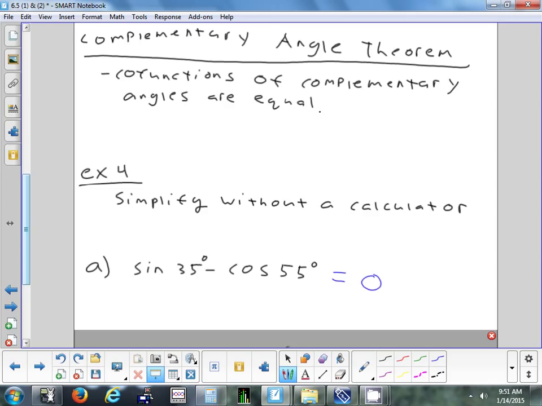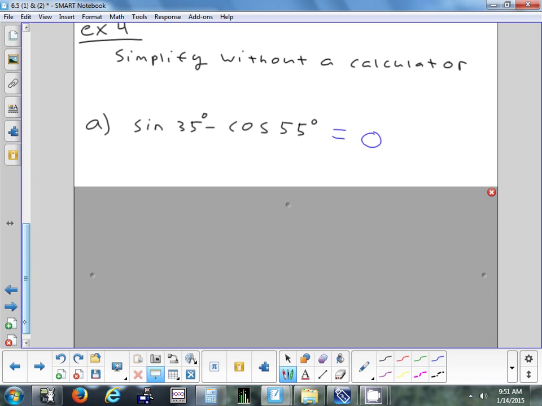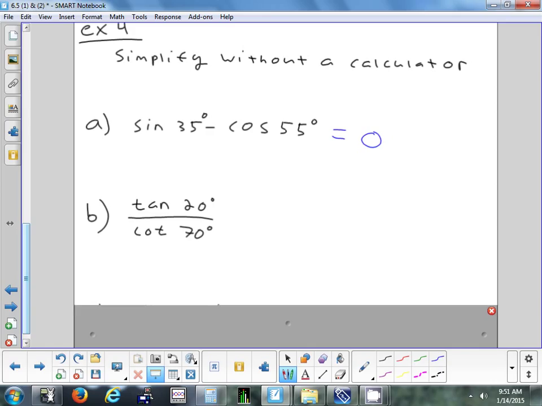Okay, so the idea with this problem, you don't want to get hung up trying to find what's the sine of 35. I have no idea. What's the cosine of 55? That I don't know either. But I know they're the same. So you subtract two things that are the same, you get 0. How about this one? 1. I don't know what the tangent of 20 is, and I don't know the cotangent of 70, but I do know those are complementary, and tangent and cotangent are cofunctions. So I'm dividing two things that are the same.